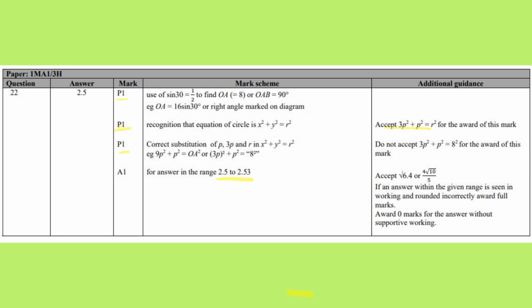It is quite generous here in that it's allowing you, despite the fact that it said that it needed to be rounded to 1 decimal place, if you've rounded incorrectly but they have seen the correct answer in the working, you would still get the mark. But this is the key point for that last line: awards 0 marks for the answer without supportive working. So if you did not show your working, you would have received 0 marks even if you had done everything correctly and got yourself to 2.5 at the end.